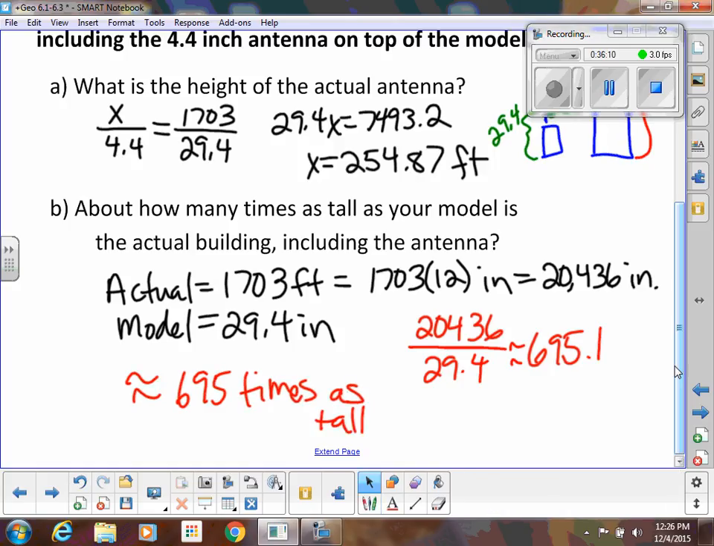All right, guys, so that's our proportions and similarity notes for these 3 sections. And now what you can do is work on your homework packet.